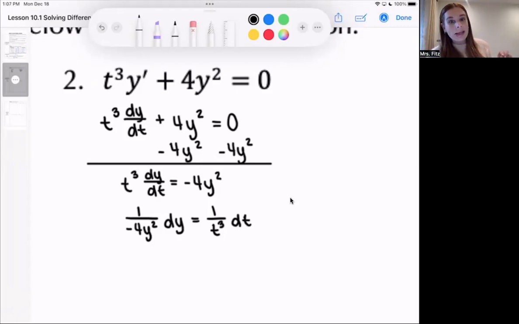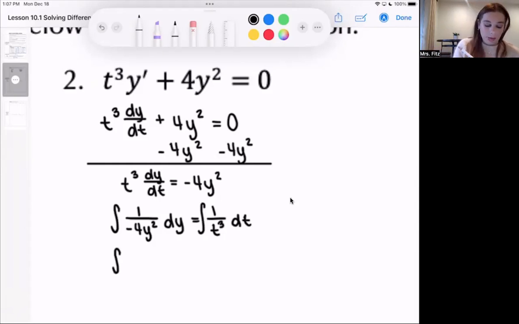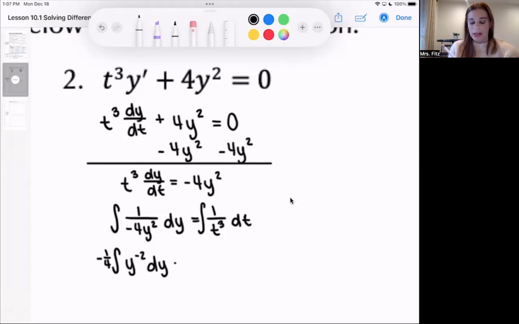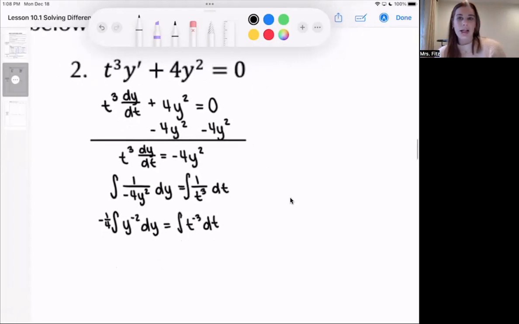Now, to make it a little bit easier to integrate, you may want to rewrite these a little bit, so that when you integrate both sides, you can apply those rules pretty easily. So I'm going to pull that negative 1/4 out, and I'm going to rewrite this as the integral of y to the negative second dy is equal to the integral of t to the negative third dt. And then I can just apply those integration rules pretty easily. Once again, I'm going to add my plus c on the side with t, so that I don't have to deal with moving things around too much.